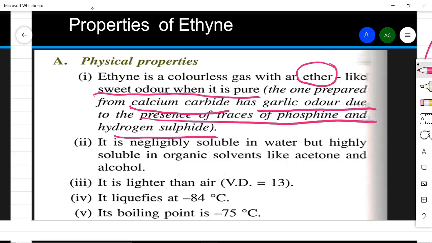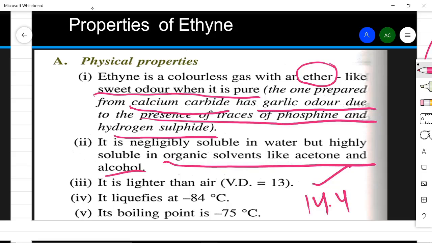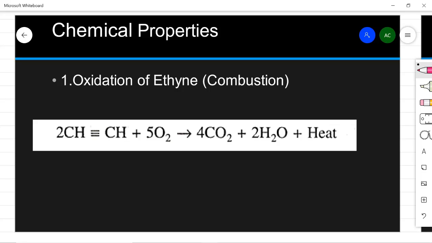It is negligibly soluble in water but highly soluble in organic solvents like acetone and alcohol. It is lighter than air. The vapor density of ethyne is 13 and the vapor density of air is around 14.4. So it is lighter than air, and it liquefies at minus 84 degrees Celsius and its boiling point is minus 75 degrees Celsius. Okay, now let's start with chemical properties.